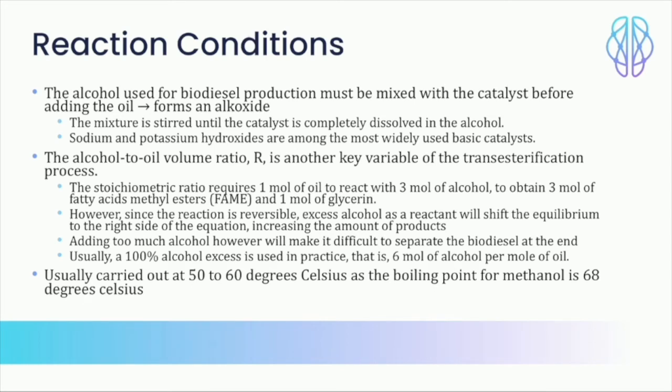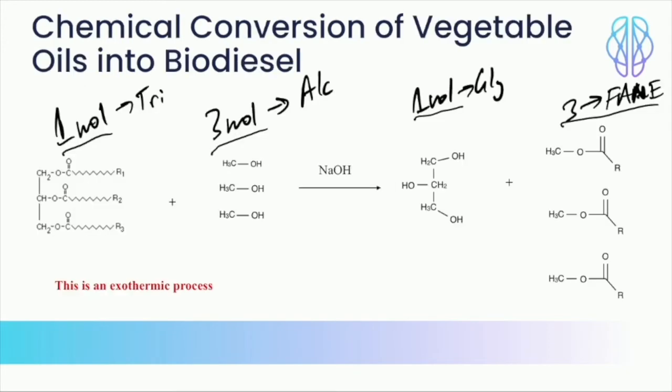The second dot point is actually quite intuitive. However, we will need the reaction to look at it in a little more detail. With this, we have 1 mole of the triglyceride reacting with 3 moles of the alcohol to make 1 mole of the glycerol and 3 fatty acid methyl esters, or 3 moles of the biodiesel, right? So basically, the triglyceride and the alcohol are in a 1 to 3 mole ratio.